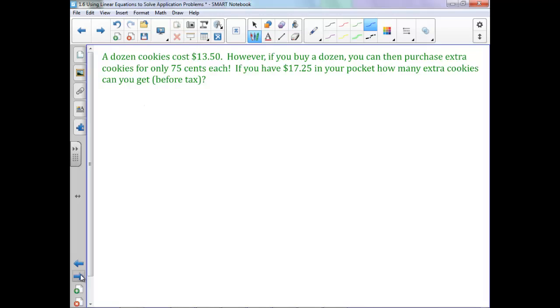So we know we were getting a dozen, which is $13.50. And we want some more cookies, which are 75 cents. We don't know how many of them we can get, so it's times our x. But we know the total we can spend is $17.25. So now let's just solve this equation.